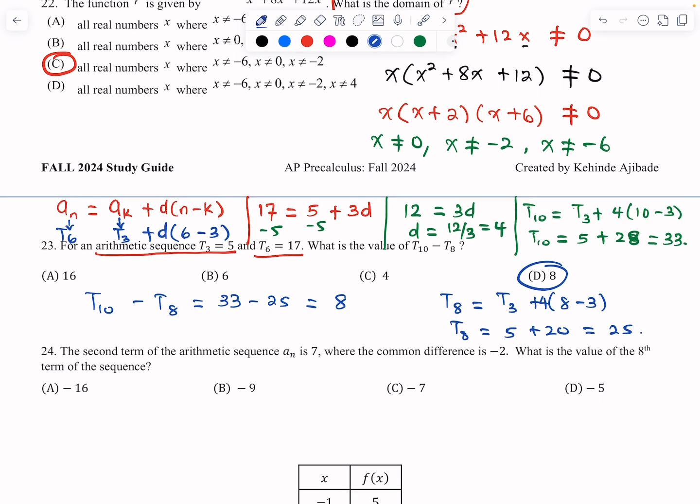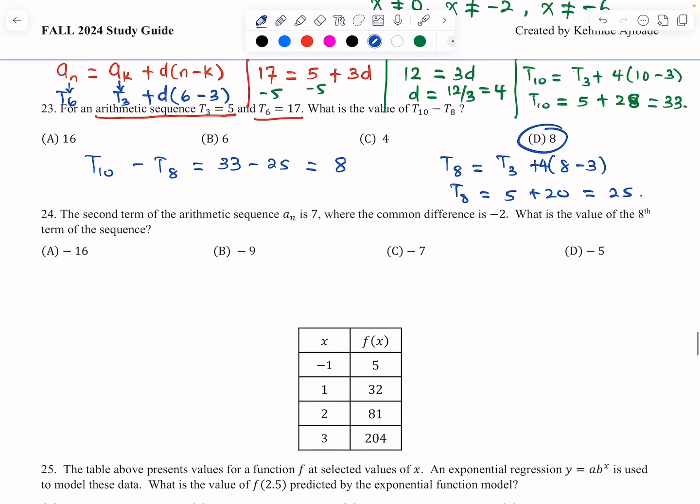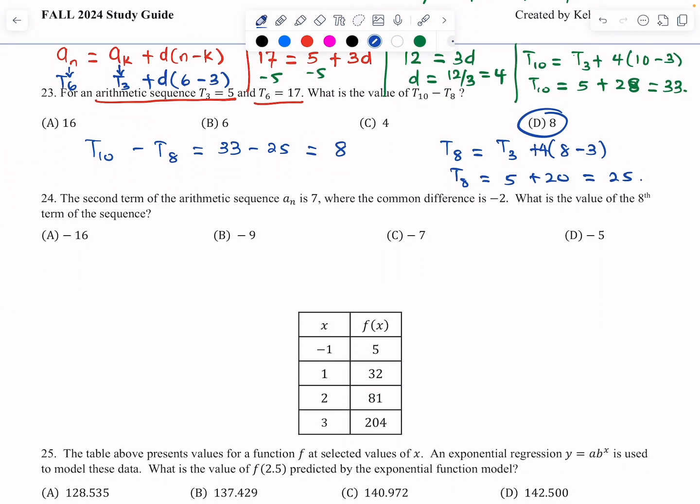For question 24, we have the second term of that arithmetic sequence to be 7. So my A2 is equals to 7. And then we were given the common difference. So my common difference is equals to -2.